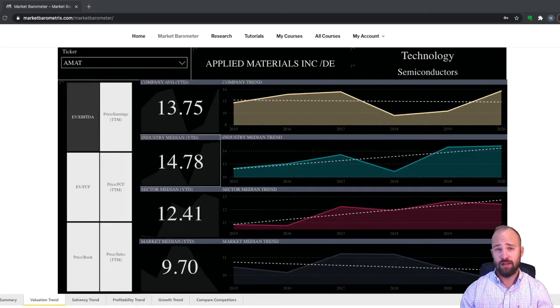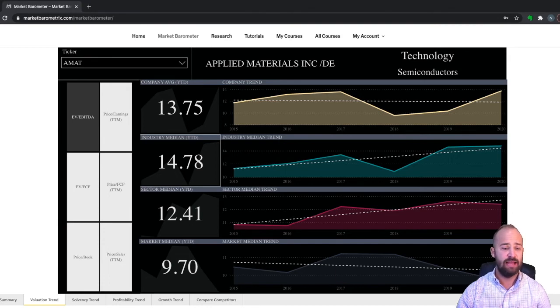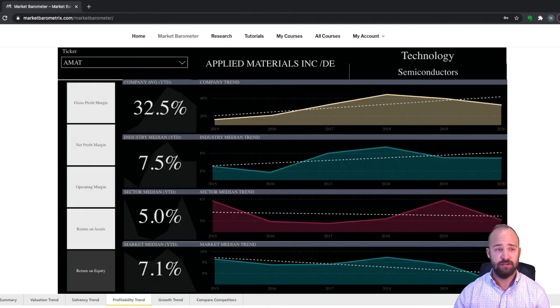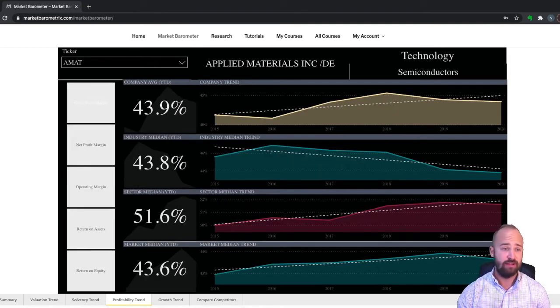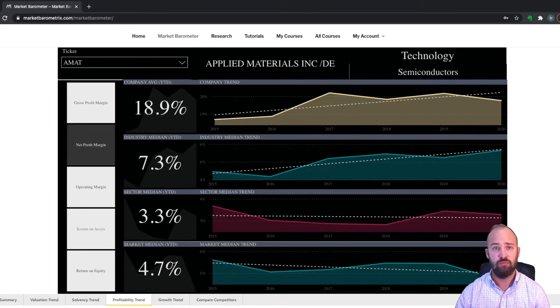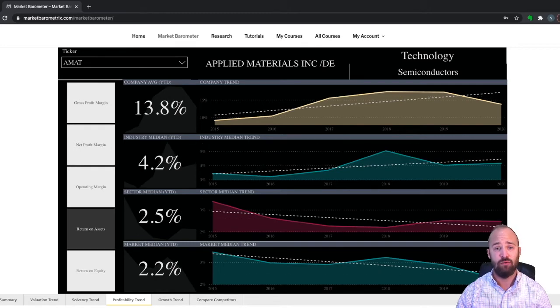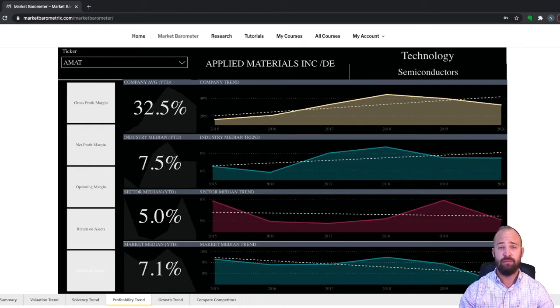We also see that relative to its industry peers, Applied Materials is actually cheaper than the industry is on average. While at the same time, Applied Materials is doing a superior job of generating profits, and they're also generating greater return relative to their assets and to their equity. So that's a pretty big deal. The company is cheaper than the industry average as far as valuation is concerned, but it's doing a superior job of generating profit and return.